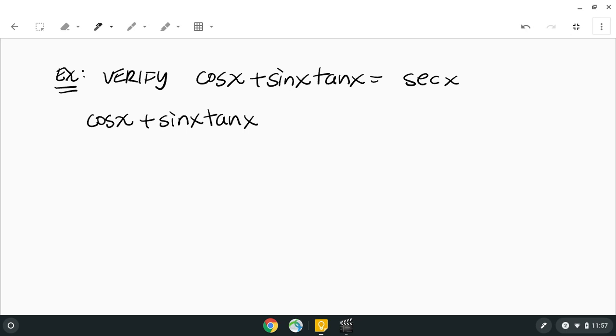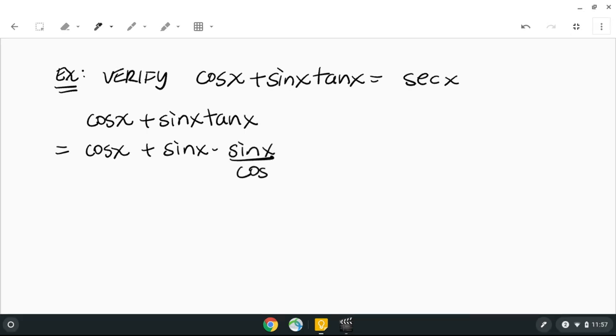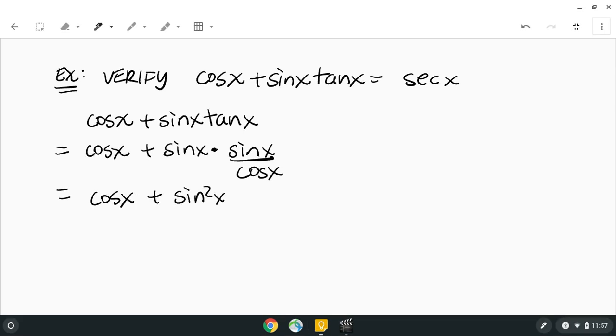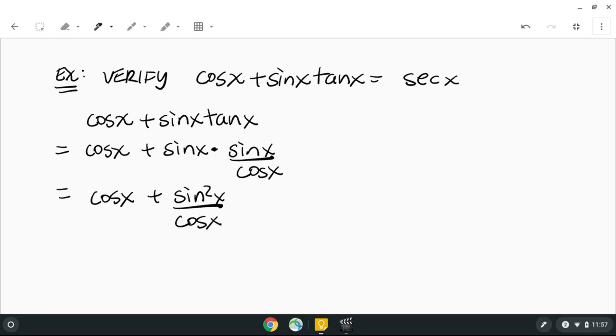We want to try to get this in terms of one trig function. We have 3 of them, so the next best thing is to try to get it in terms of sine and cosine. So let's try to rewrite that tangent. We'll rewrite tangent using sine over cosine. That gives me cosine x plus sine squared x over cosine x.